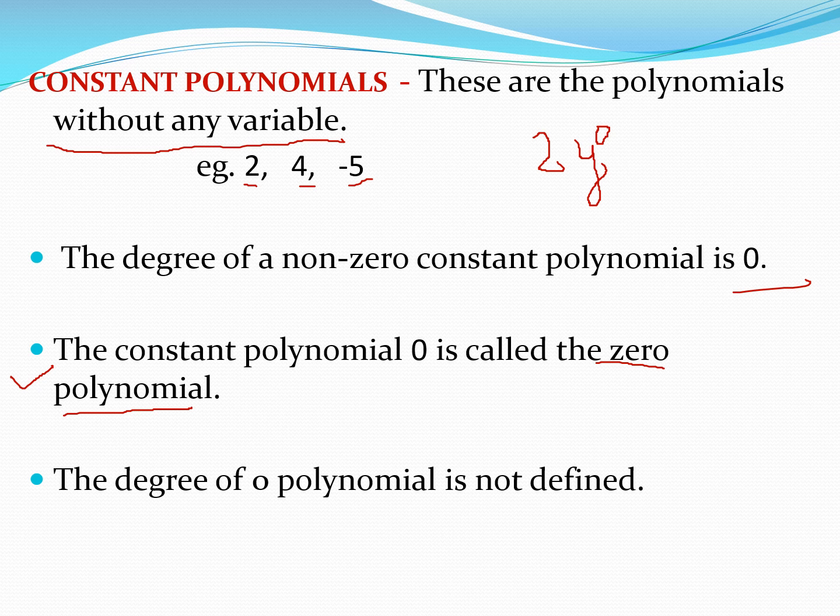Suppose we have a constant polynomial 0. If the polynomial is not 0, I can write it as 1, so it is a constant polynomial. If I write 3, it is a constant polynomial. But if I write 0, it is a zero polynomial. The degree of a zero polynomial is not defined.